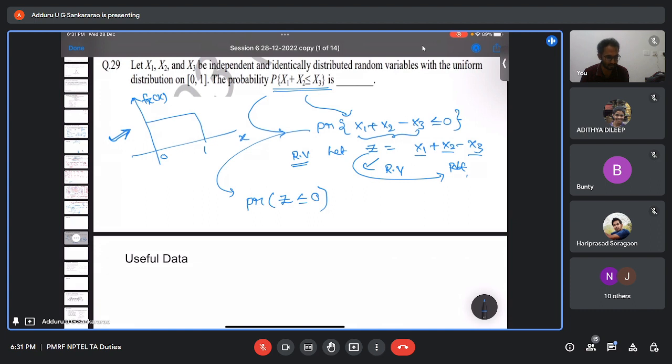PDF of z, that means what? f_z of z. Then this we can find out, right? This you know, right? If you know the PDF, probability of z less than or equal to 0, how can I write? Integral from minus infinity up to 0 of f_z of z dz. This you know or not?